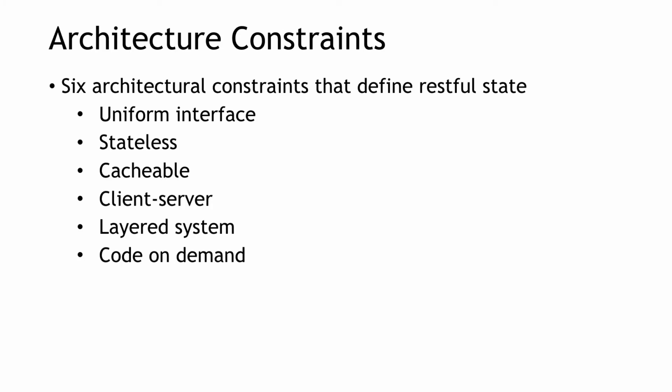The architectural constraints that we have within the REST services is that we have a uniform interface, it's stateless, it's cacheable, we have a client-server interaction, we have a layered system, and we could have code on demand being executed as part of our architecture.